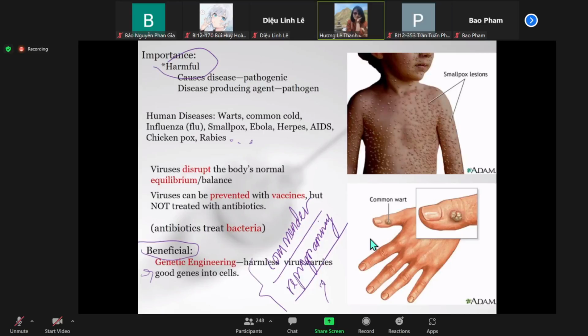For AstraZeneca vaccines, we use the harmless virus to carry the genes of the coronavirus to insert into our bodies. And in another type of genetic engineering, gene therapies, we can use the virus to bring genes we want to insert into the genes of human cells. So there are many beneficial uses besides the harmful ones.